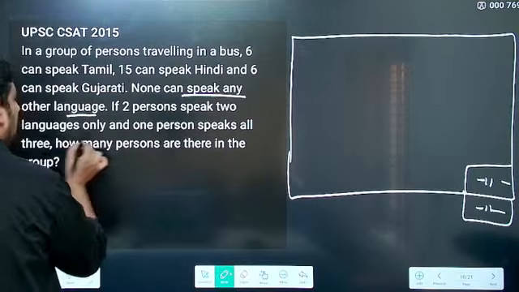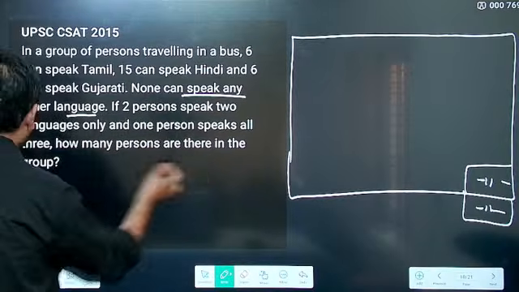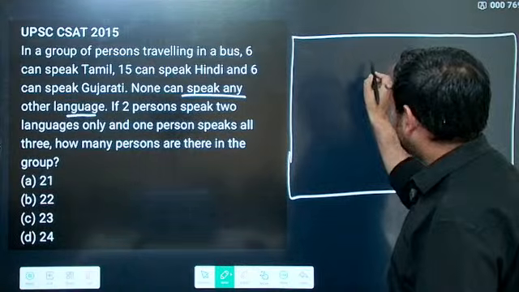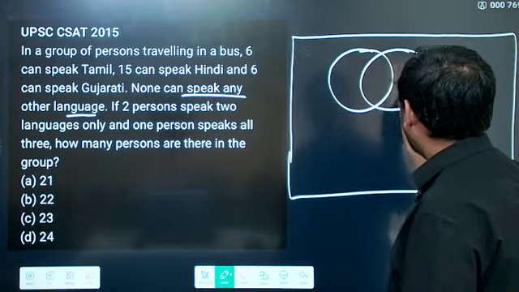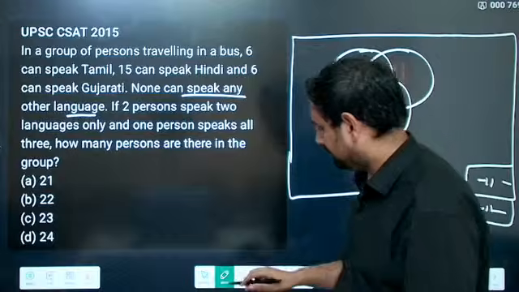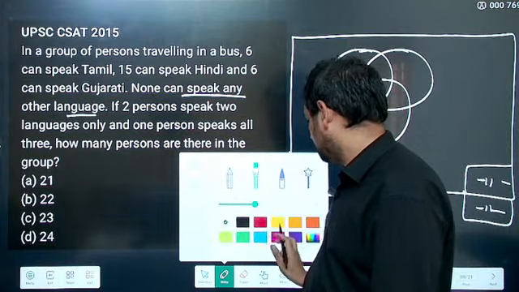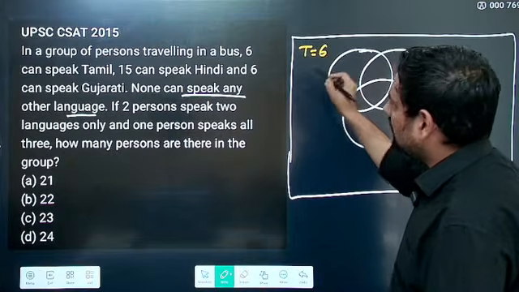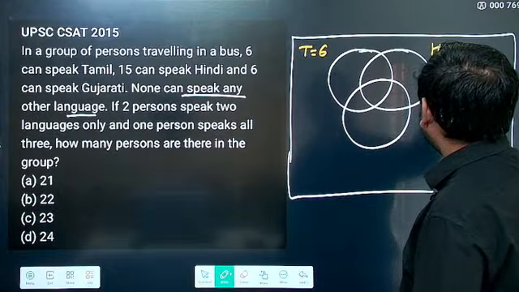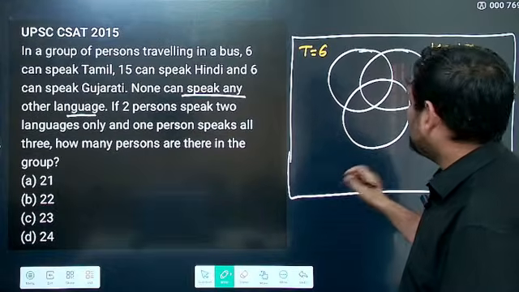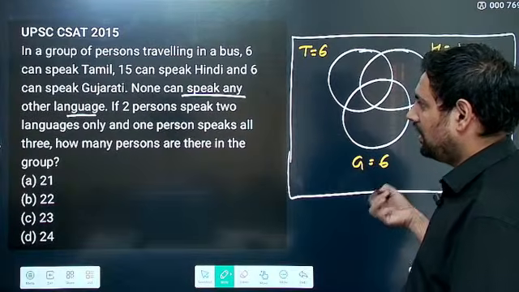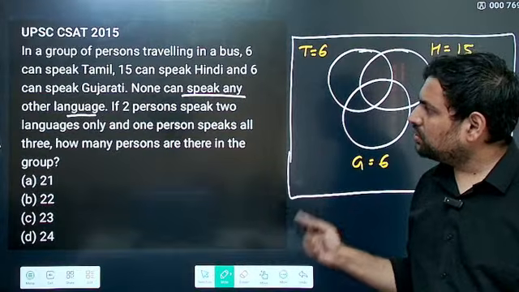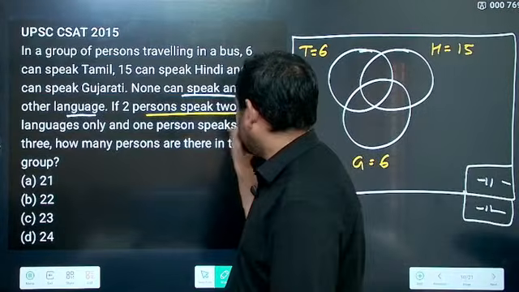If 2 persons speak 2 languages only and 1 person speaks all 3, how many persons are there in the group? Okay, now let's make them. So first thing is 6 can speak Tamil. So this is Tamil, this is 6. Then 15 can speak Hindi. So this is Hindi, this is 15. Then 6 can speak Gujarati. This is Gujarati, this is 6. Now it says none can speak any other language. That is fine. 2 persons speak 2 languages only.